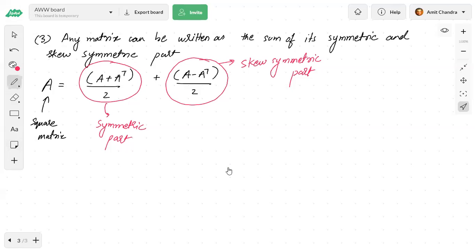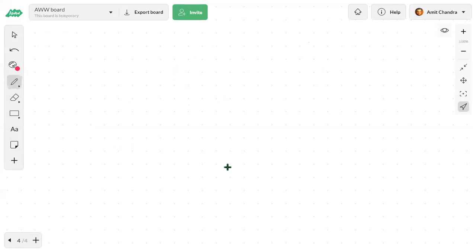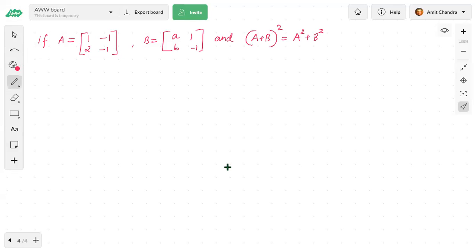Fine. So write down the question. The question is, if A is equal to [1, -1; 2, -1], and B is equal to [a, 1; b, -1], and (A plus B) whole square is equal to A square plus B square, then the values of a and b are?